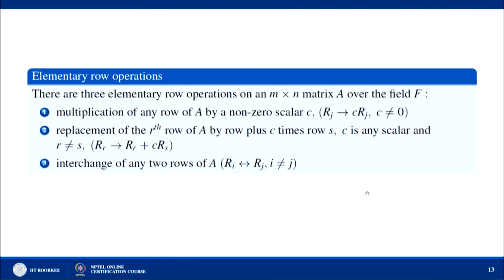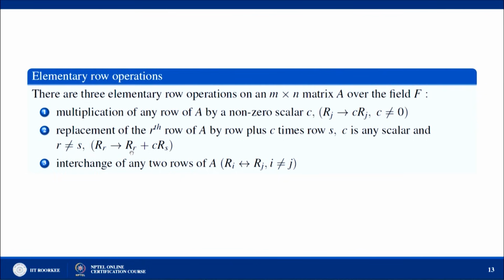Number 1, you can multiply any row by a non-zero scalar C. Then, for any row Rr, you can always take the row plus C times some other row Rs, and you can always interchange any 2 rows of A. So, these are the 3 elementary row operations. Now, let us discuss this by an example. First, let us discuss this definition.